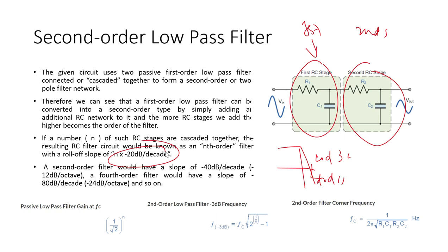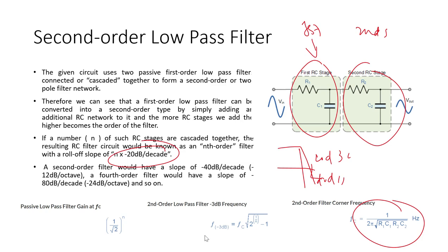Also we can calculate its corner frequency or the cutoff frequency as 1 over 2 pi square root of R1 C1 R2 C2. So this equation is now modified. We are multiplying the capacitances and resistances for 2 times because we had 2 circuits now.